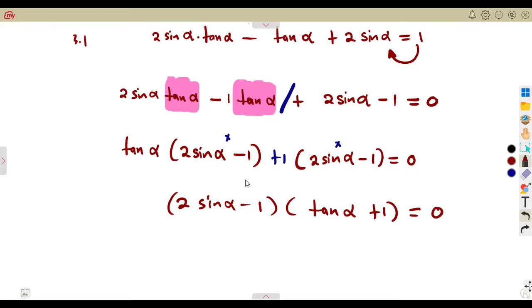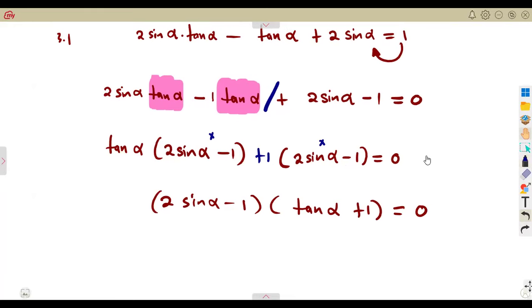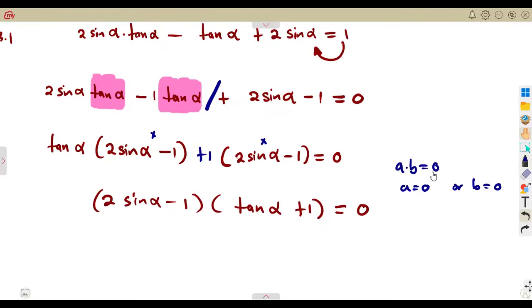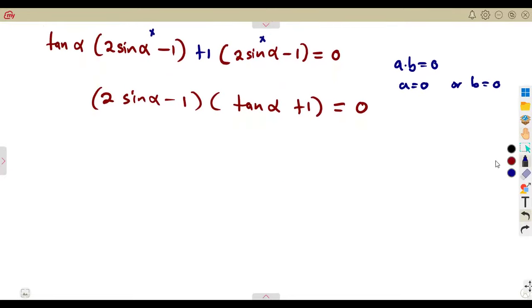With this, guys, we can solve the 2 brackets using the zero concept. Remember, for the product of 2 terms to be equal to 0, it's either A is 0 or B is equal to 0. So with that concept, we can equate this to be equal to 0 or the other bracket to be equal to 0. That's 2 sine of alpha minus 1 is equal to 0, or the tan of alpha plus 1 must be equal to 0.